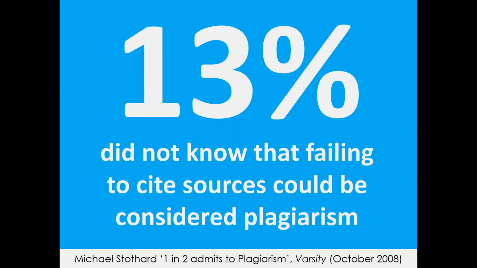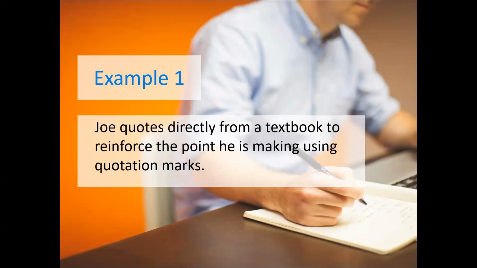As the university's statement said, plagiarism is about using the work of others without due acknowledgement. So let's unpack some examples. Example 1, Joe quotes directly from a textbook to reinforce the point he's making using quotation marks. Is this plagiarism? You might want to make notes at home, give yourself a score, see how well you do on these. Now, this is direct quotation. So actually, Joe's doing exactly the right thing. As long as he also acknowledges his sources, he's put the items from the textbook in quotation marks, signifying that they are not his own words.